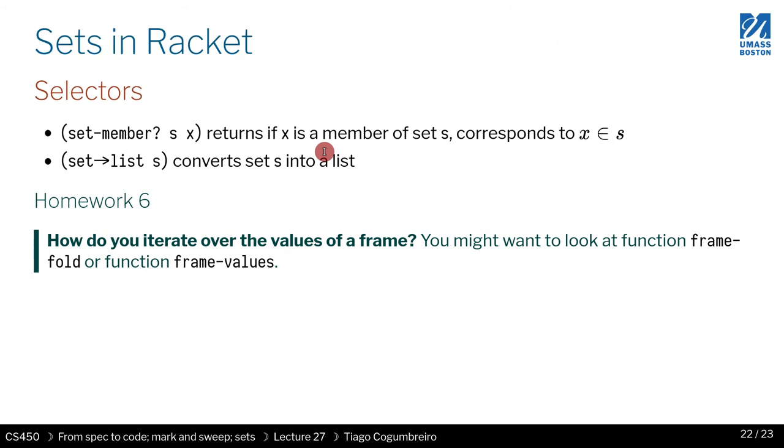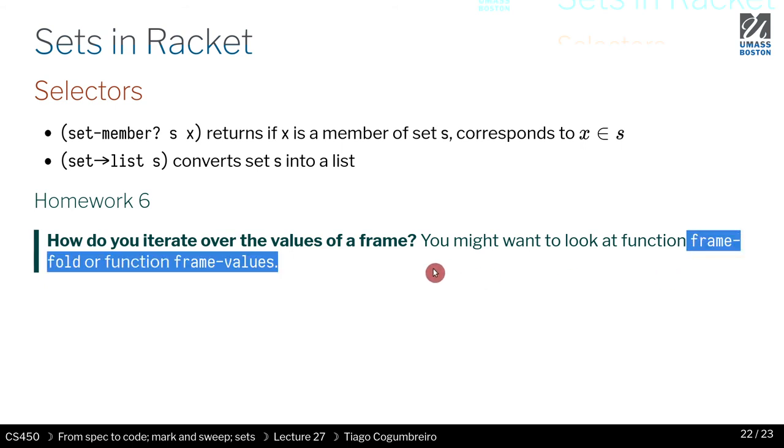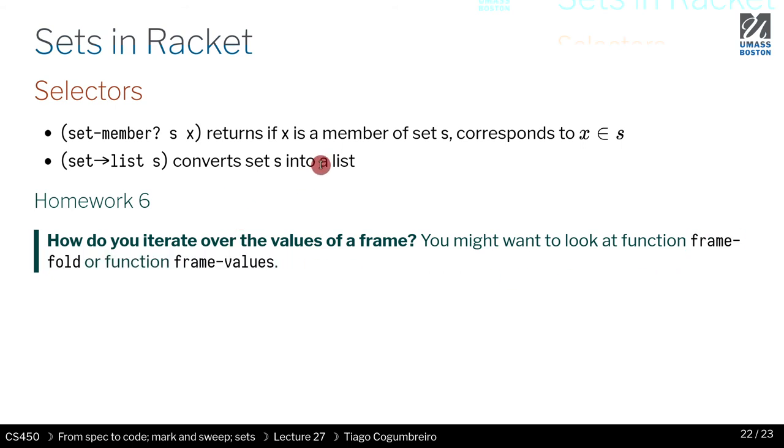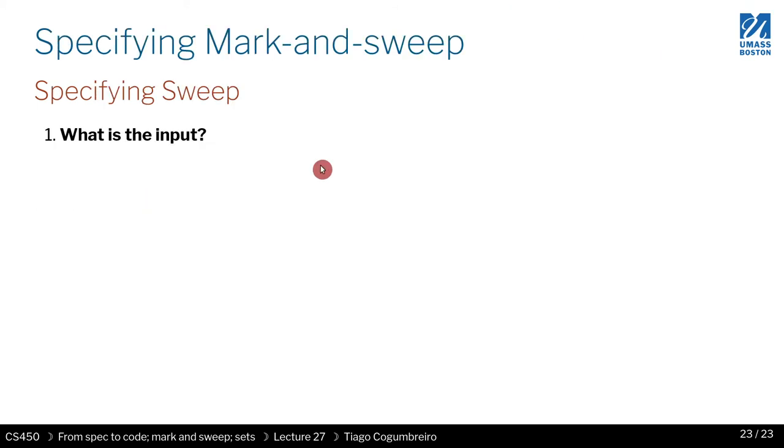So you might wonder how you iterate over all values of a frame. It's highly recommended that you go through the util file so that you go through all the things that might be needed. There's a frame fold and a frame values function. Look at those, try to play around with them, look at the tests to see how they are used. That will be useful for this homework.